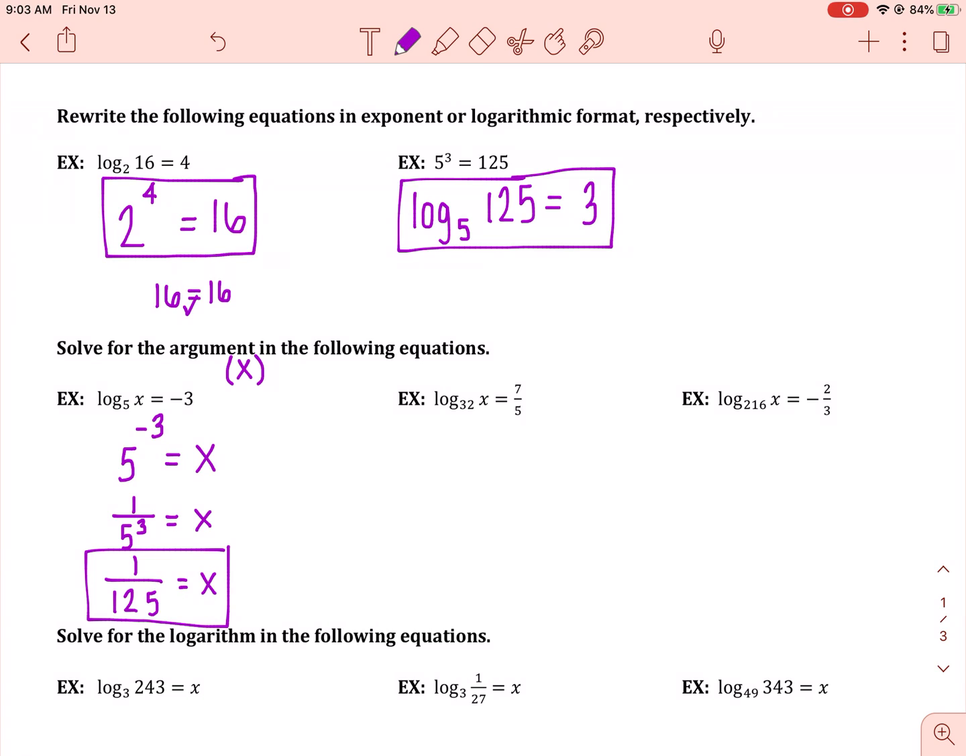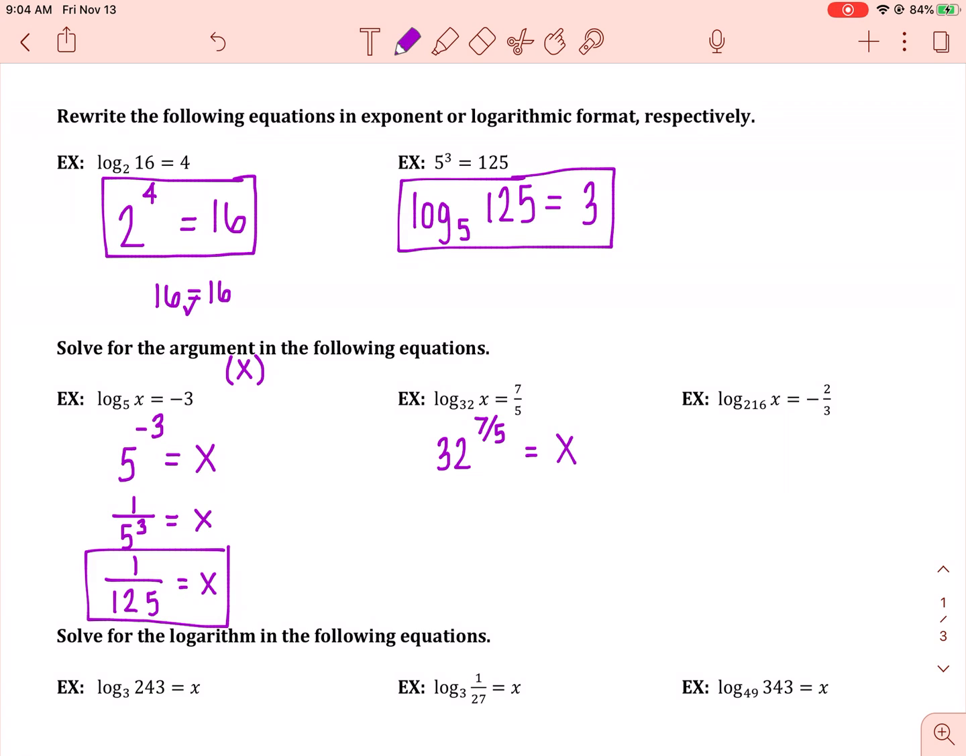Same thing with the next one. You're going to take your base, raise it to 7/5, kind of weird, yes, but you're going to do it, equals your argument. Now, we're just filling out our exponent rule. We want to simplify this. Now, without a calculator, we can't just type this in and hope for the best.